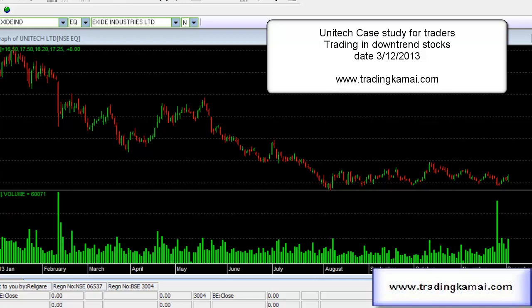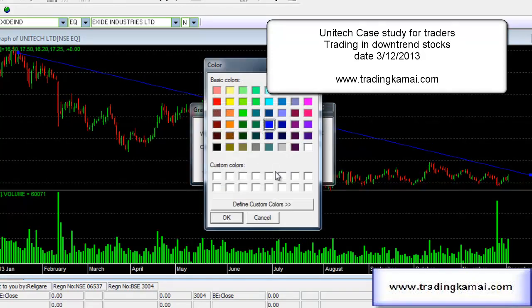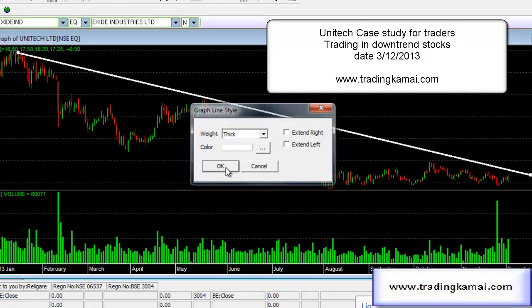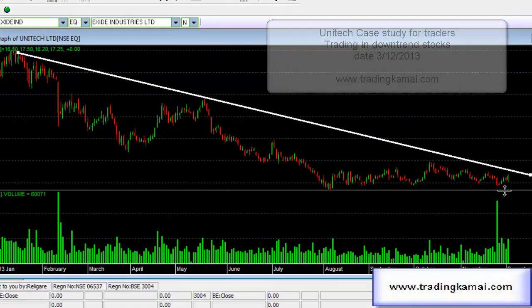The first thing you would think is that Unitech is in a downtrend, so how can you actually trade in a downtrend stock? If you look at Unitech and draw a trend line for approximately a year, this stock is completely in a downtrend. You can see here I've drawn a trend line. I'll just make it a bit thick so that you can see it. So many people would think, how can traders trade in a downtrend stock?